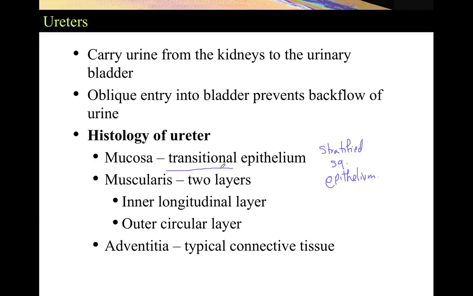Now you also have two types of muscles, which is the muscularis layer. The inner part, close to the transitional epithelium, is longitudinal smooth muscle. And the outer layer, the second layer, is circular muscle. Remember, both of these are smooth muscle. And then surrounding your tissue, you have a layer of connective tissue, which we refer to as adventitia.